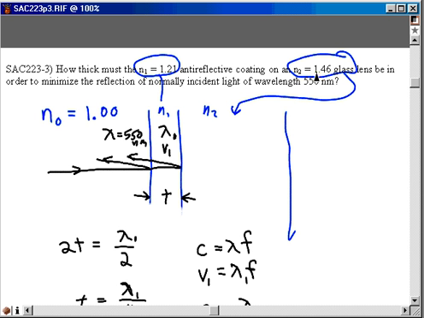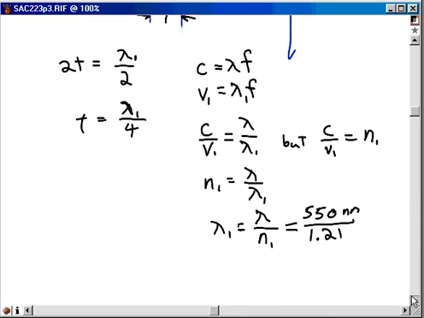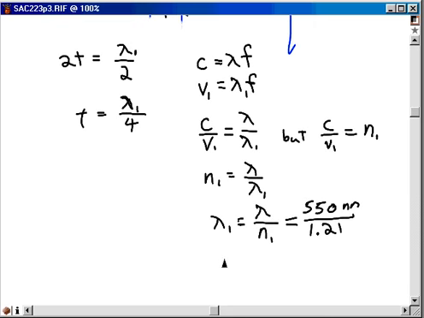Now, if you look at the numbers up here, two of them are given to 3 sig figs, and this one's ambiguous. 550 nanometers can be taken as 2 sig figs or 3 sig figs. That 0 may or may not be significant. I'm going to call it significant because the other two are to 3 places. I'll call that 3 sig figs and quote the final answer to 3 sig figs. So lambda 1 evaluates to 455 nanometers.